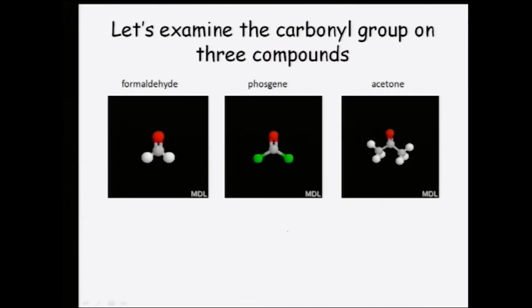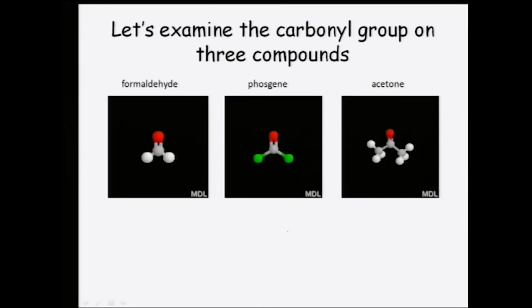Well, now we can go on looking at different kinds of molecules. Most of them in today's lecture will be of carbon type. This is formaldehyde, this is CHCl2, okay, this is phosgene, and this is acetone, we know that. And so we will examine these carbonyl groups here.